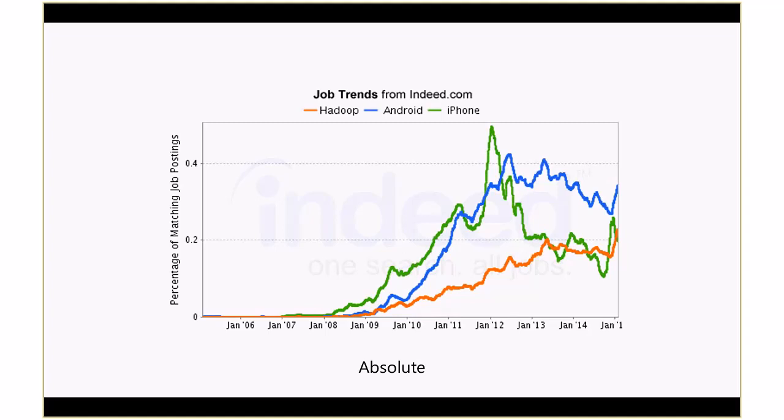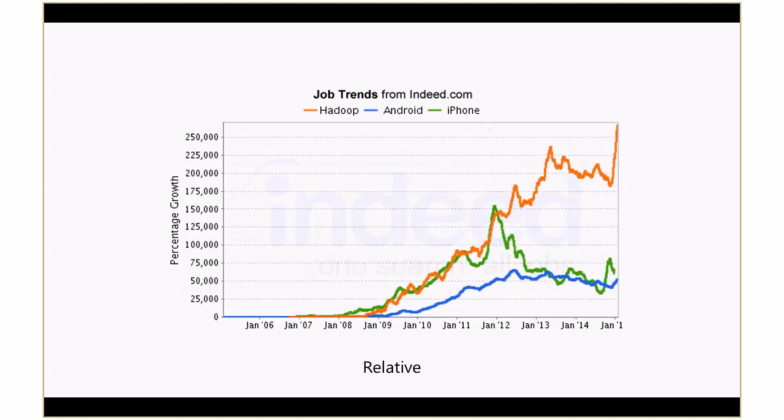If you compare the popularity of Hadoop to two other very popular technologies over the past 5 years, Android and iPhone, you see that its curve is maybe not following as much in absolute terms, but if you look at it in relative terms, you see that Hadoop is increasing so much more than Android and iPhone. So if you've been thinking of becoming an Android and iPhone developer and you want to make a lot of money, then drop that idea and work with Hadoop instead.